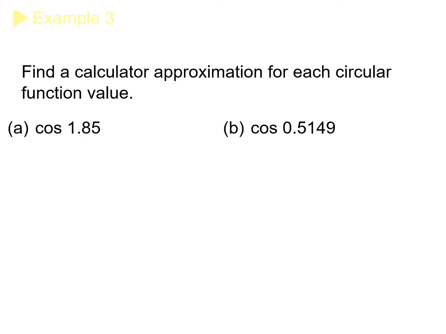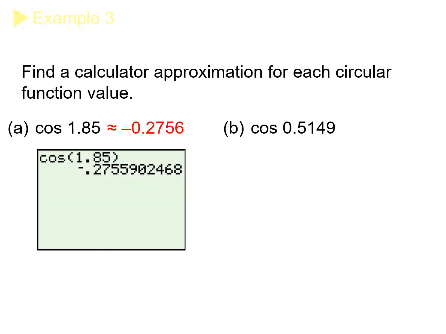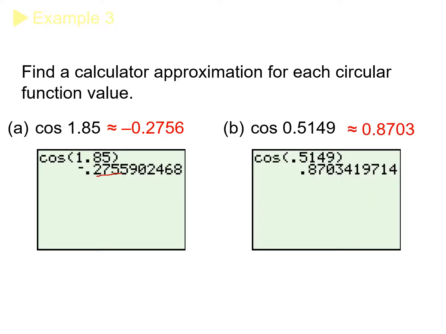Find approximate values. Cosine of 185. Again, there's no unit given, so we're going to assume it's radians. This has to be done on a calculator. That gives us a value of minus 0.2755, and the cosine of 0.5149 is about 0.8703.